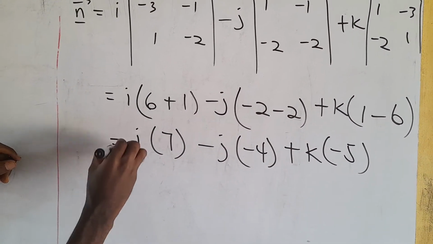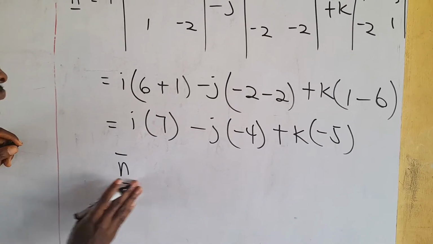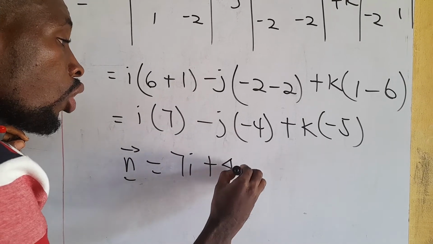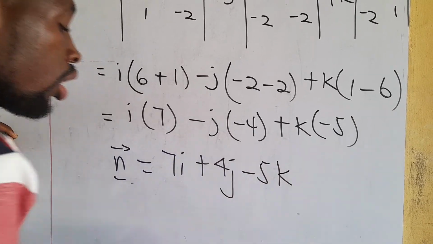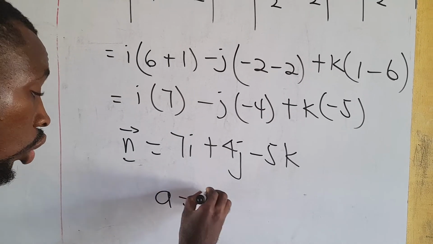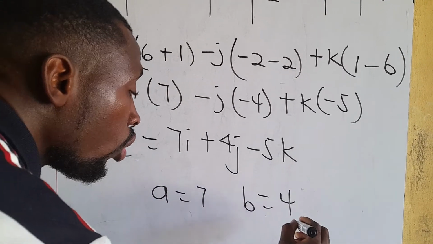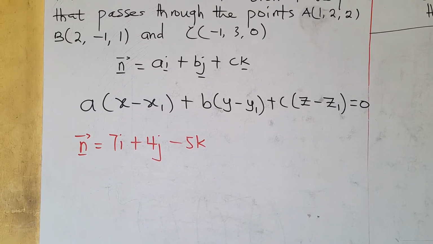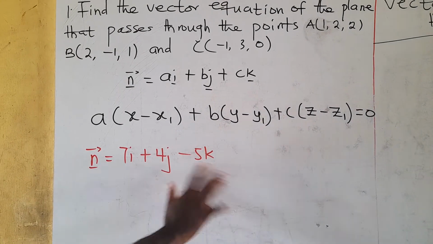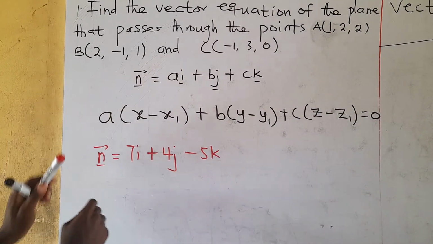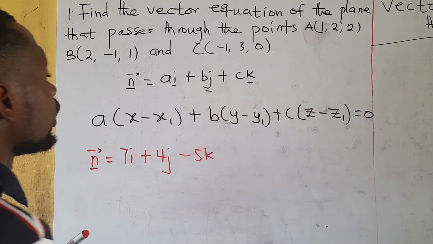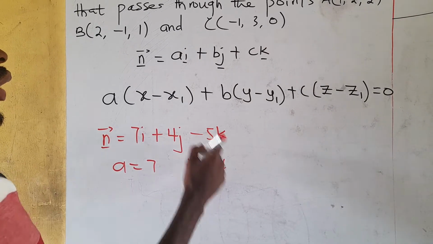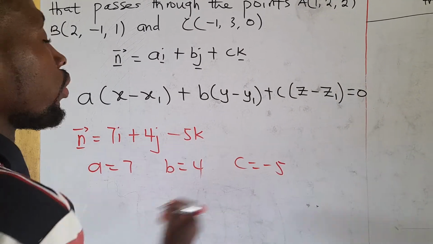So I'll polish that. Our normal vector n will be equal to 7i plus 4j minus 5k. Then we can say A is equal to 7, B is equal to 4, and C is equal to -5. We said that to find the equation of a plane, we need a normal vector, and we have found a normal vector. And we said that the equation of a plane then is this.